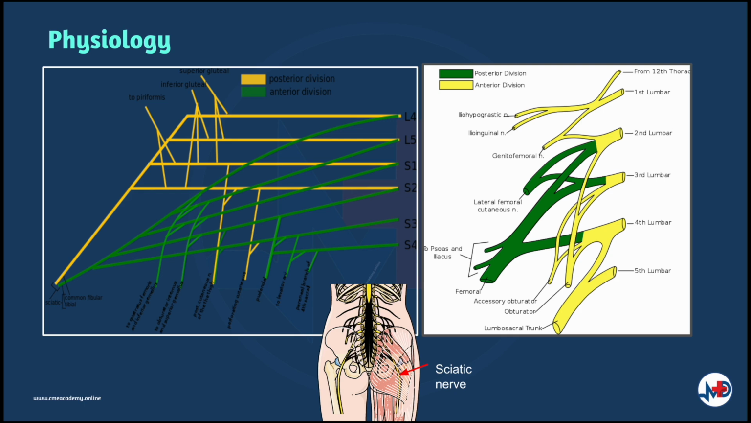Motor nerves are responsible for contraction of muscles. The deep fibular nerve, which originates from L4 to S1, innervates muscles in the anterior compartment of the leg and some intrinsic muscles of the foot. The superficial fibular nerve innervates muscles in the lateral compartment of the leg. Muscles in the posterior compartment of the leg and the majority of the intrinsic foot muscles are innervated by the tibial nerve.